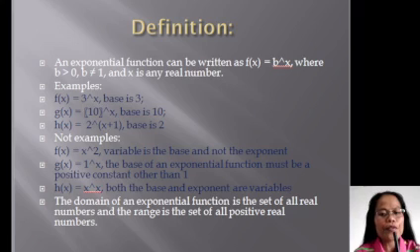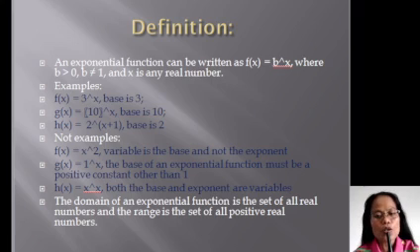Now we will have a different definition. An exponential function can be written as f of x equals b to the power of x, where b is greater than 0 and b is not equal to 1 and x is any real number. Examples. Number 1, f of x is equal to 3 to the power of x. The base is 3 and the exponent is x. So that's an example of an exponential function.